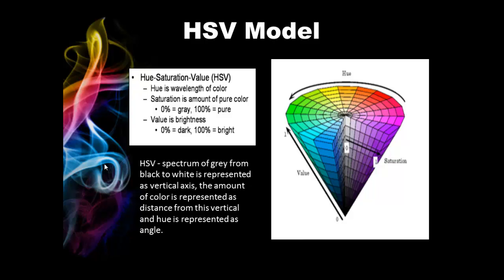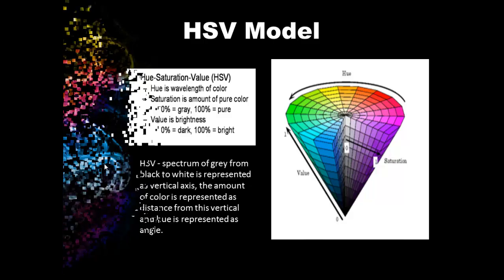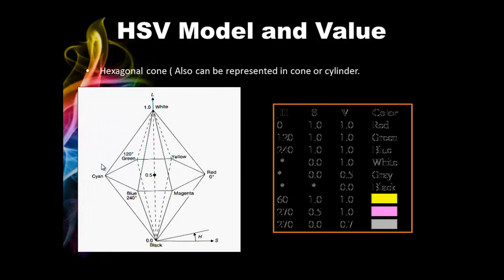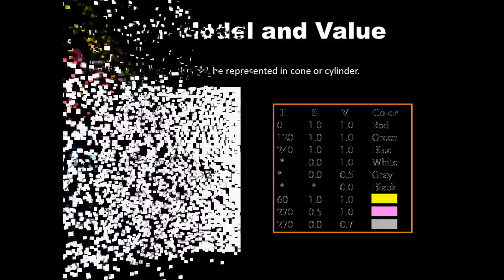HSV is a spectrum of gray from black to white, represented as a vertical axis. The amount of color is represented as distance from this vertical axis, and hue is represented as an angle. The HSV model and value can be a hexagonal cone, and it can also be represented as a cone or cylinder. This is an example of the model and the values.